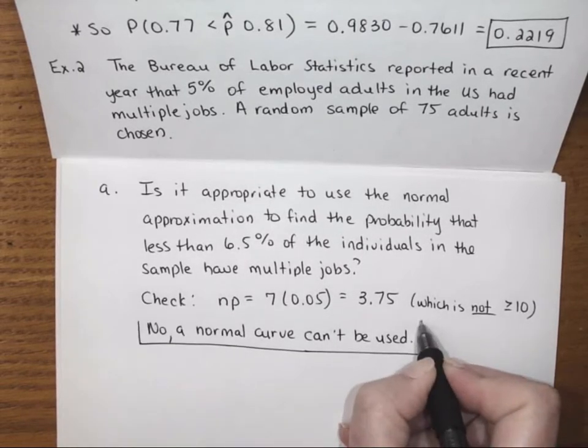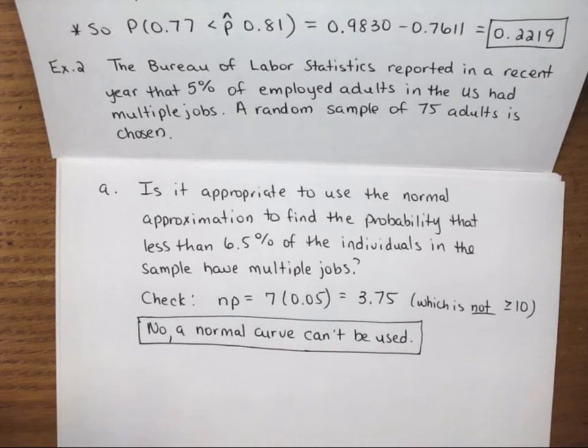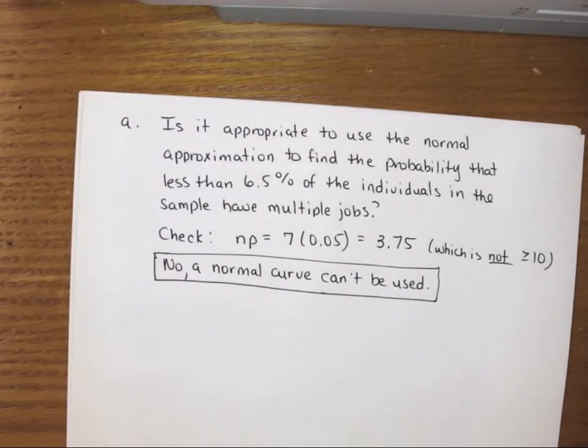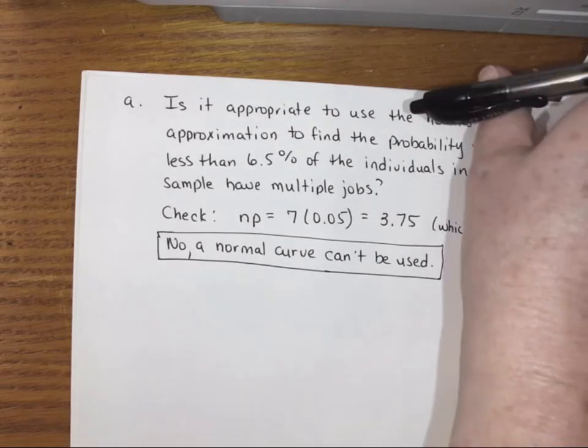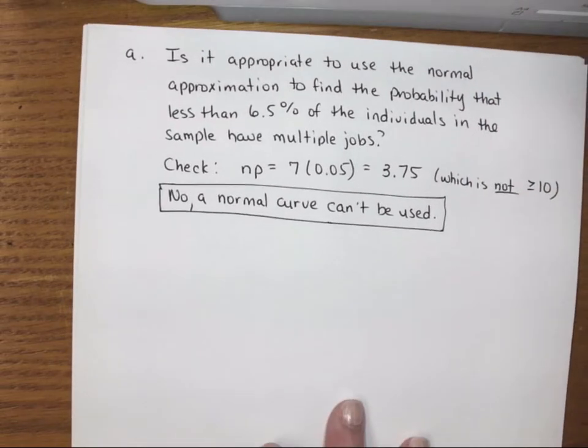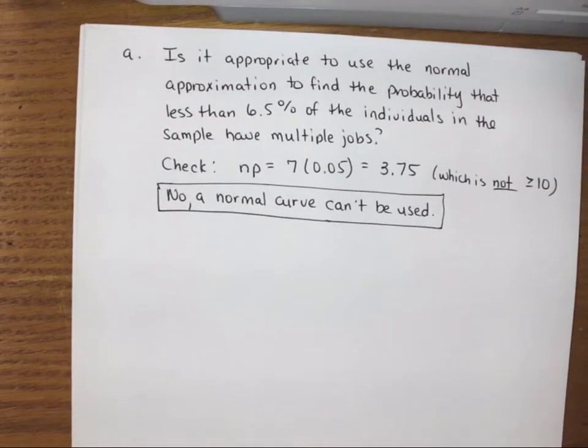So we would not be able to assume that it was a bell curve shape or that we would be able to use our chart. That's what that means. I don't think it's any mystery that I'm probably not going to give you very many where the answer is just no and you can move on.